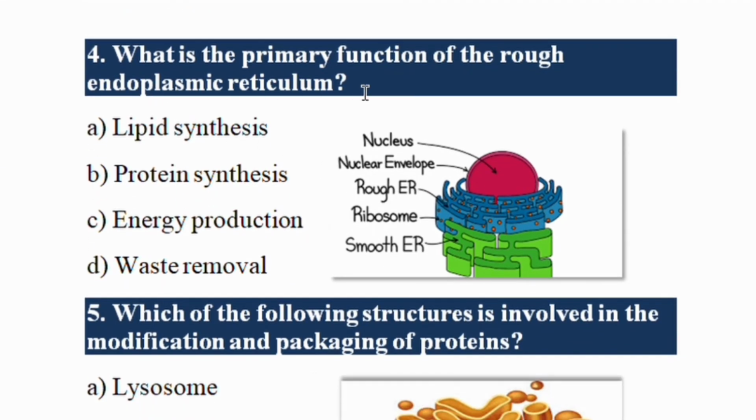What is the primary function of rough endoplasmic reticulum? Rough endoplasmic reticulum contains ribosomes, which are involved in the synthesis of protein. So the primary function of rough endoplasmic reticulum is protein synthesis.